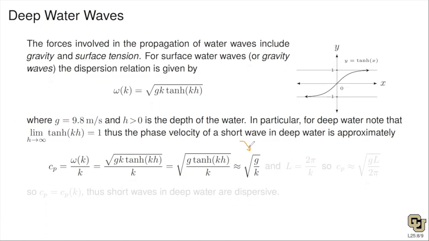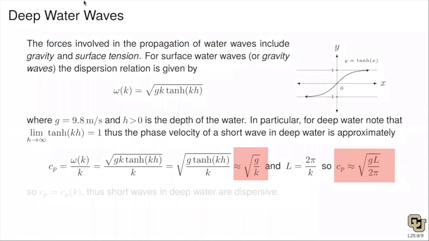And here we know that the length of a wave is 2 pi over k. So that's L, and so I can solve for k. Here, k equals 2 pi over L. And so now I have a formula for the phase velocity that involves gravity and the length of the wave. Or if you look at this formula, it involves gravity and the wave number.